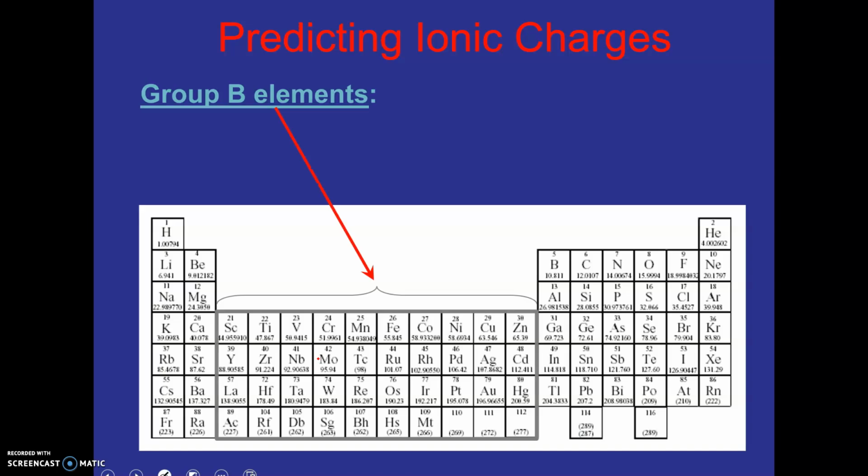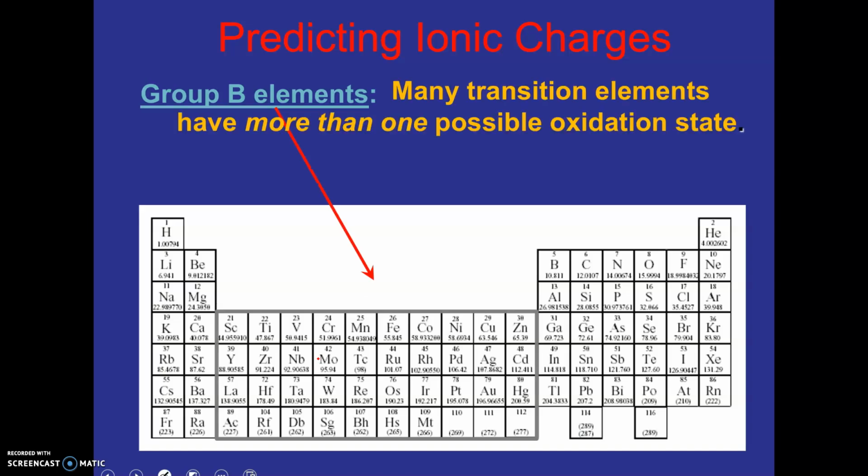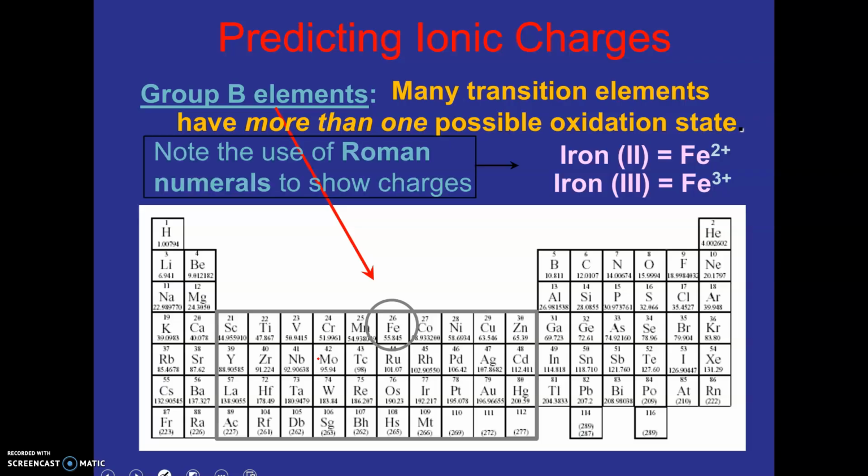D block. So these are in the old way of doing this, these were called the group B elements. These have more than one possible charge. So for example, iron can form iron 2 or iron 3. And the reason, what we'll do is we'll use a Roman numeral to indicate which one it is.